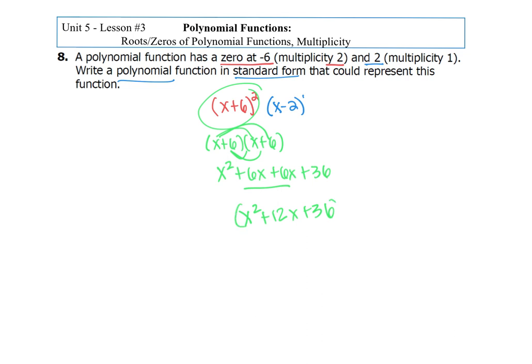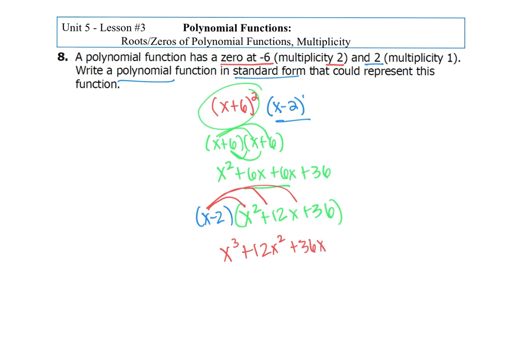I'm going to wrap that back up in parentheses, and now I'm going to multiply it by the (x minus 2) factor. And I like putting that one in front. You don't have to. I just like having my lesser amount of terms as my front factor. And now we're going to distribute, multiply. So x times x squared is x cubed. X times 12x is 12x squared. X times 36 is a positive 36x.